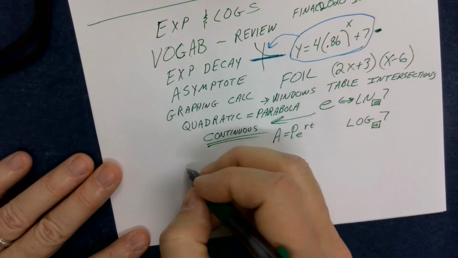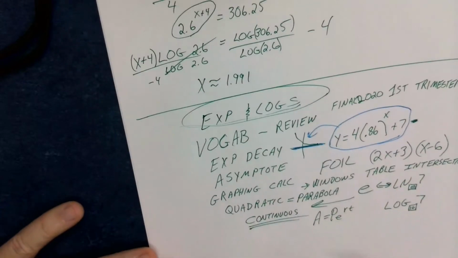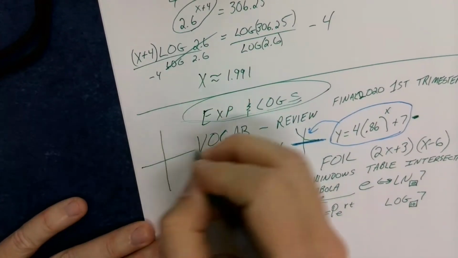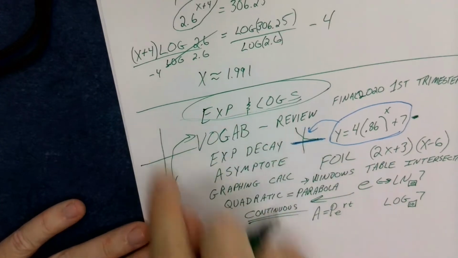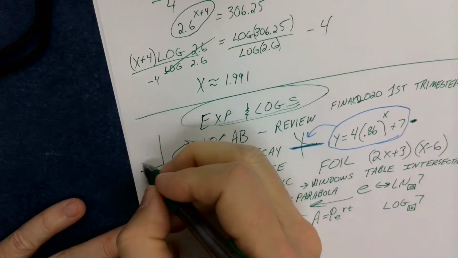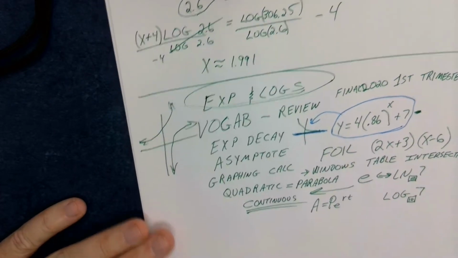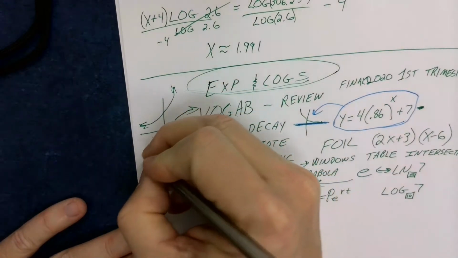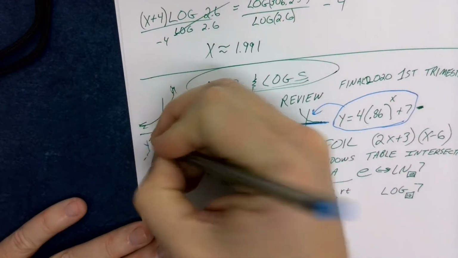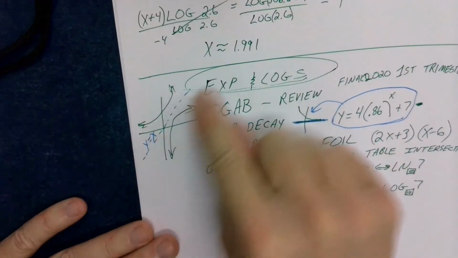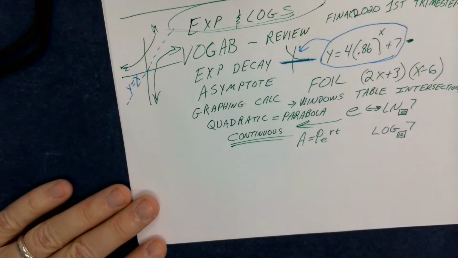Know that exponentials and logs are inverses of each other, and that log graphs can look like this with a vertical asymptote. That would be the inverse of an exponential that has a horizontal asymptote. And those are, of course, reflections of each other over the y equals x line. Okay? So again, that's some more vocab stuff.